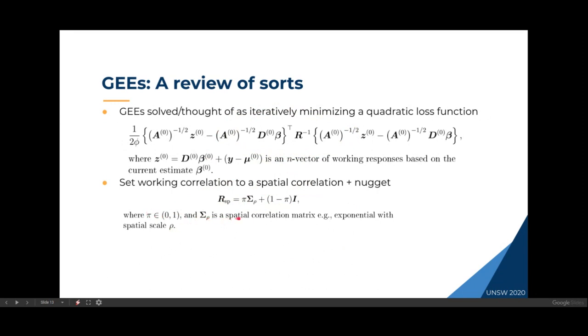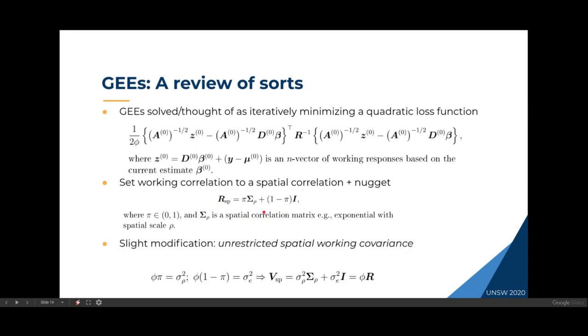Sigma rho is some spatial correlation. Again, it doesn't really matter what it is for this talk. It could be exponential, could be Matern, could be Cauchy, could be squared exponential. It doesn't really matter. It's just some spatial correlation for now. Okay, so that's a very common choice if you're dealing with spatially indexed data and when you're fitting GEEs. I'm going to do a very slight modification here just to try and simplify the notation a bit for the rest of this talk. And what that essentially amounts to is that, rather than thinking about things in terms of correlations, I'm going to think about things in terms of covariances.